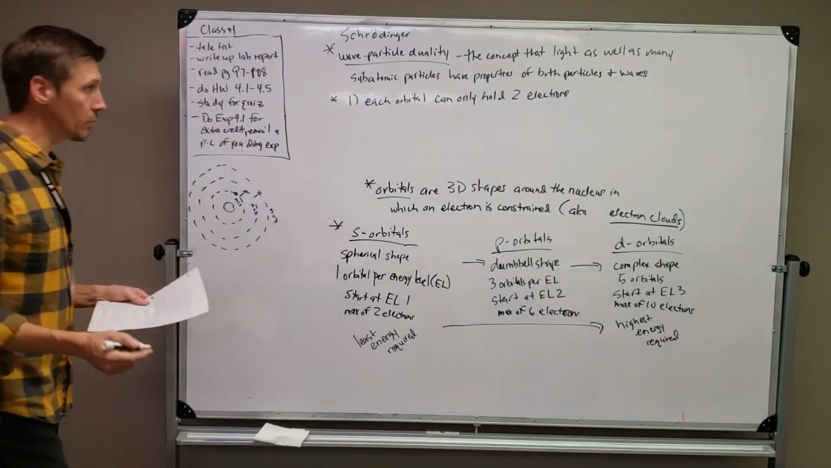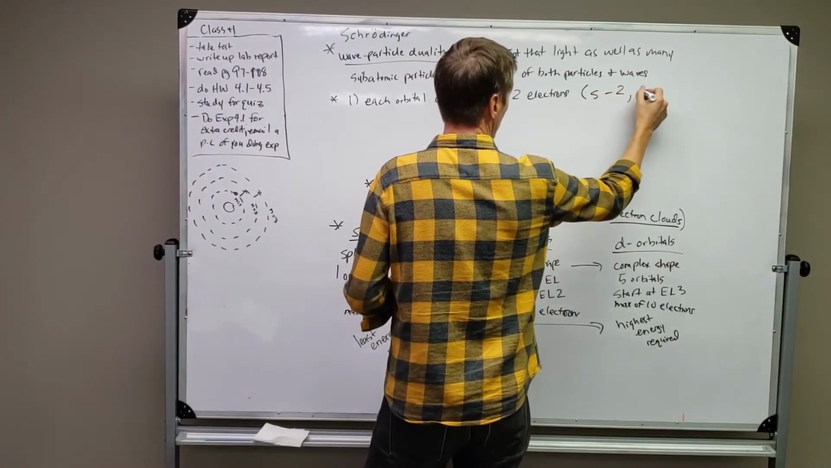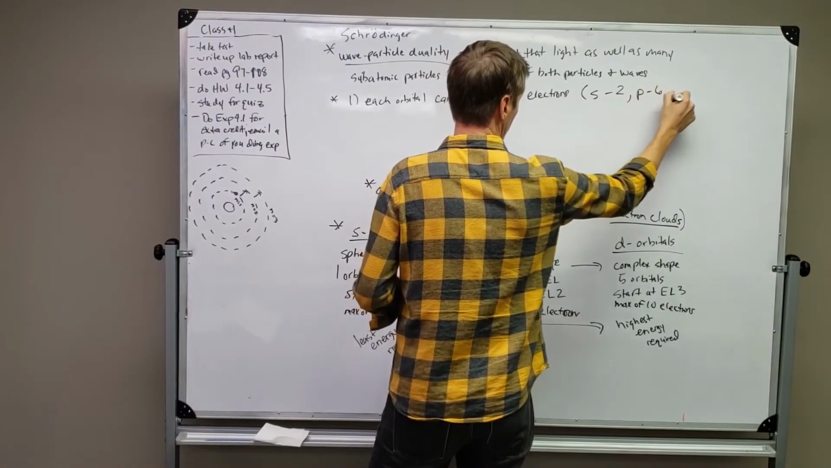All right, so that's one thing that we need to know. And so, S has 2, P has 6, and D has 10.